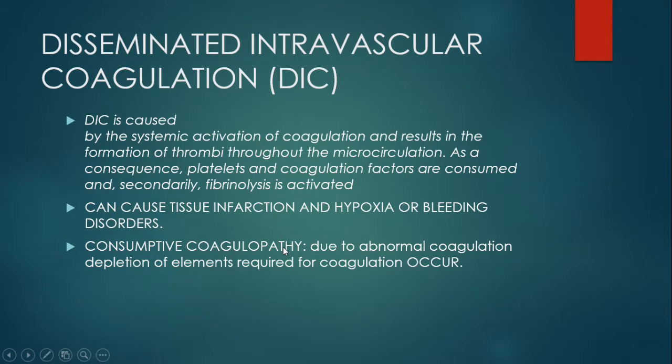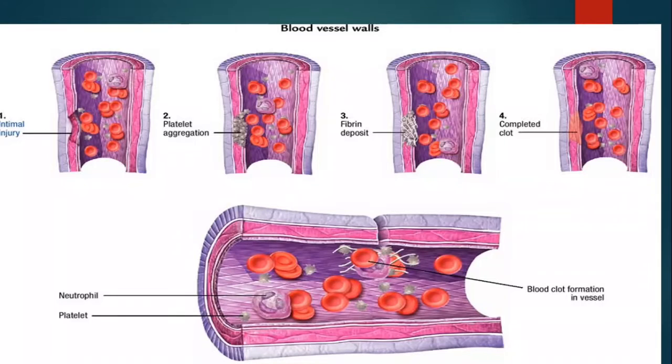This is the second consequence of DIC that can cause bleeding disorders such as easy bruising and less stoppage of blood.